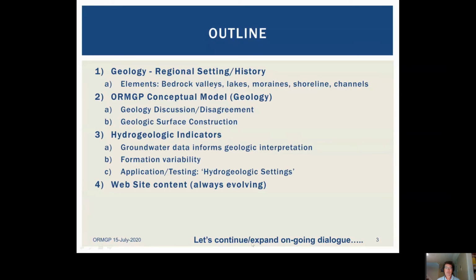Another thing, at the bottom here, I said, let's continue to expand ongoing dialogue. I have an ongoing dialogue with a lot of people about a lot of the things we're going to talk about today. And in my opinion, the more eyes looking at things and criticizing things and testing interpretations, the better. So this is an invitation: if you feel inclined, please let us know what you think, especially if you disagree with our interpretations.